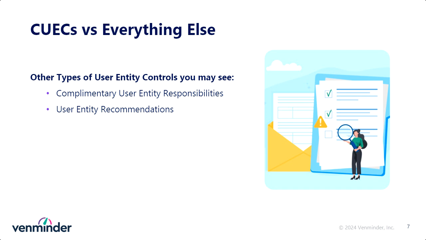So really, when we're talking about these kinds of different things that you see, you want to make sure that you truly understand the difference, that you are really focusing on the complementary user entity controls or considerations that are required in order for the vendor's product or service to work right, versus responsibilities or recommendations or user entity controls that are really recommended for you to optimize your use of their product or service. And there's a big difference there, right?